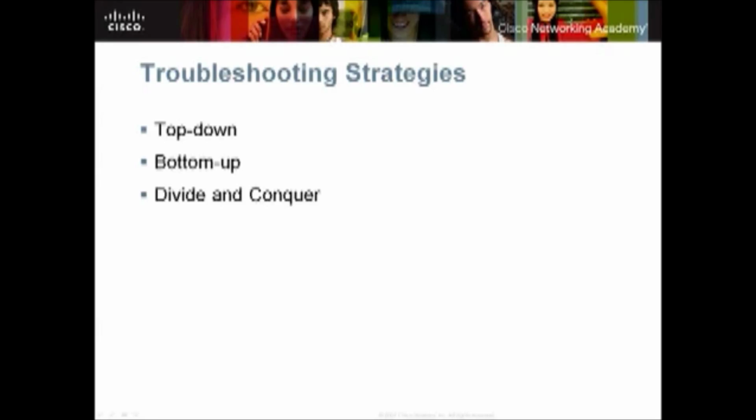Using a layered model as a framework for networking enables us to use three different troubleshooting strategies. These are top-down, bottom-up, and divide and conquer. Based on the symptoms of your network problem, you may find it valuable to use one of these methods over the others. Let's take a look at each strategy.